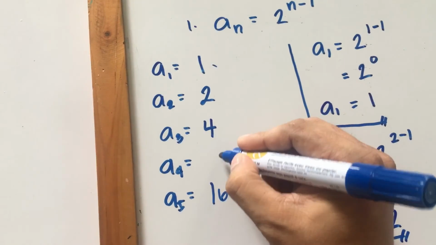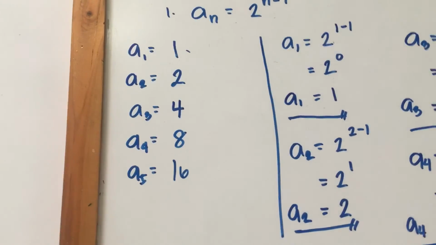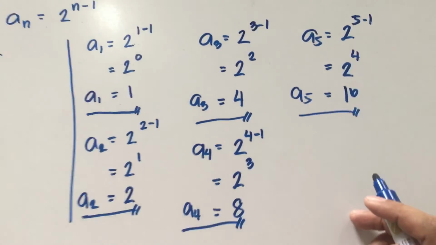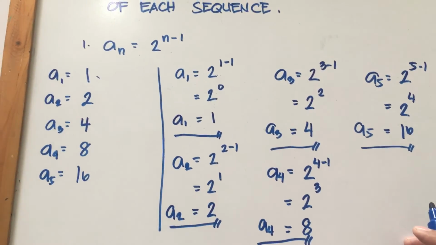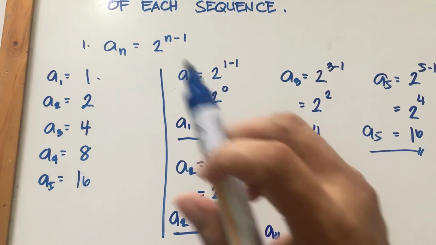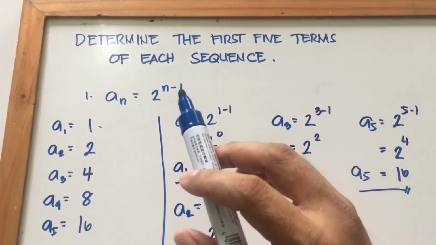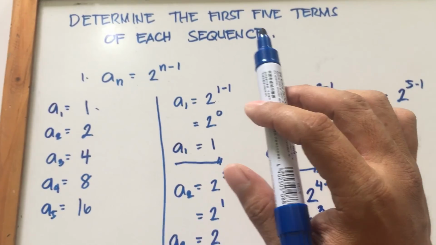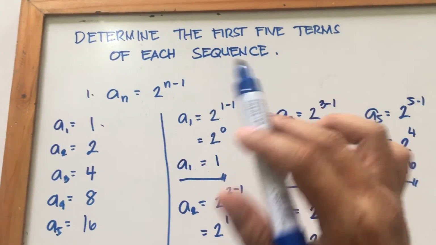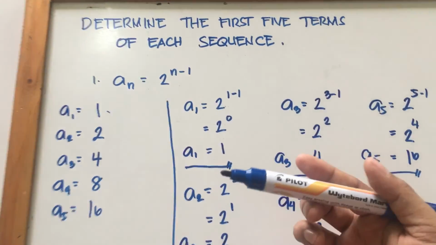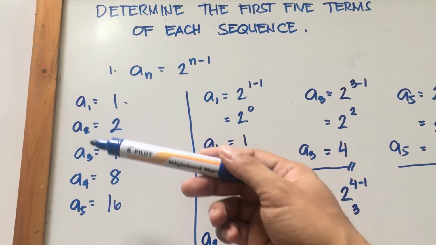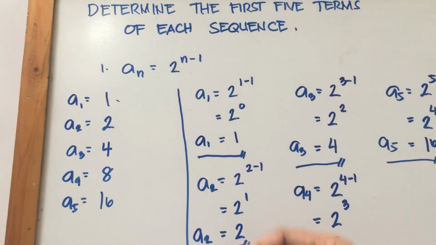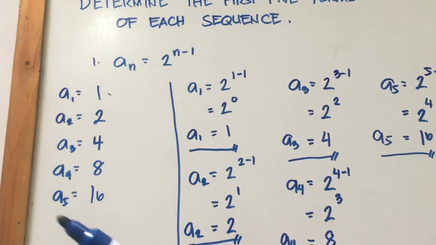Oh, I forgot to write your a sub 4 here: 8. So these are now the values of the 5 terms given the formula a sub n is equal to 2 raised to the power of n minus 1. Again, we are asked to determine the first 5 terms of each sequence, and the given terms are the variables a sub 1, a sub 2, a sub 3, a sub 4, and a sub 5. Thank you.